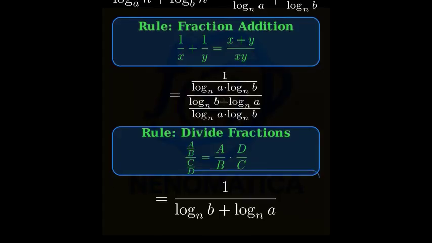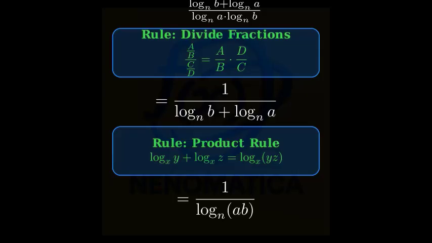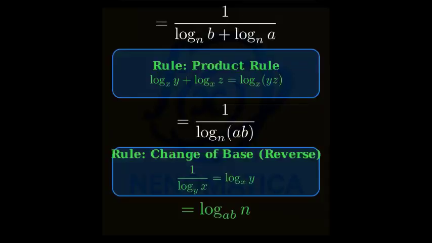Step 4. Use the product rule for logarithms. Log of b plus log of a equals log of ab. Step 5. Apply the change of base in reverse. 1 over log base n of ab equals log base ab of n. Recap. We converted each log.